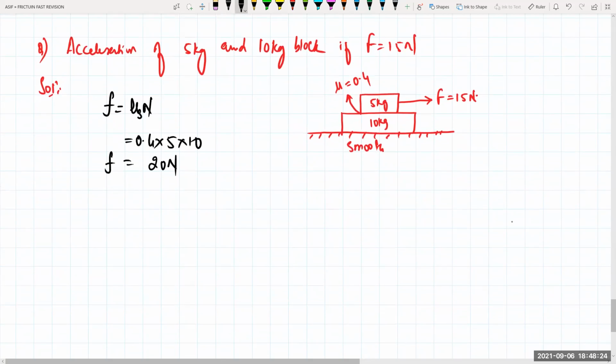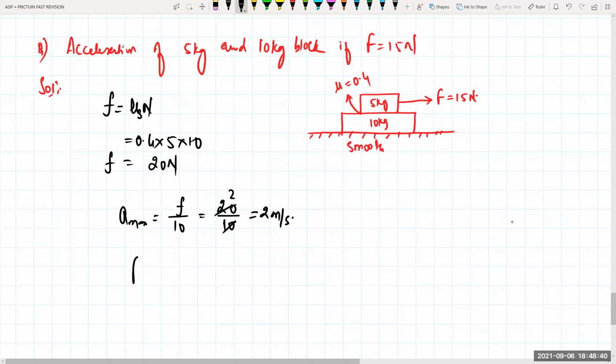Yes. Now maximum acceleration. A max will be equal to your what? F by the 10 kg block. So this is 20 divided by 10. So this will be equal to how much? 2 meter per second square.